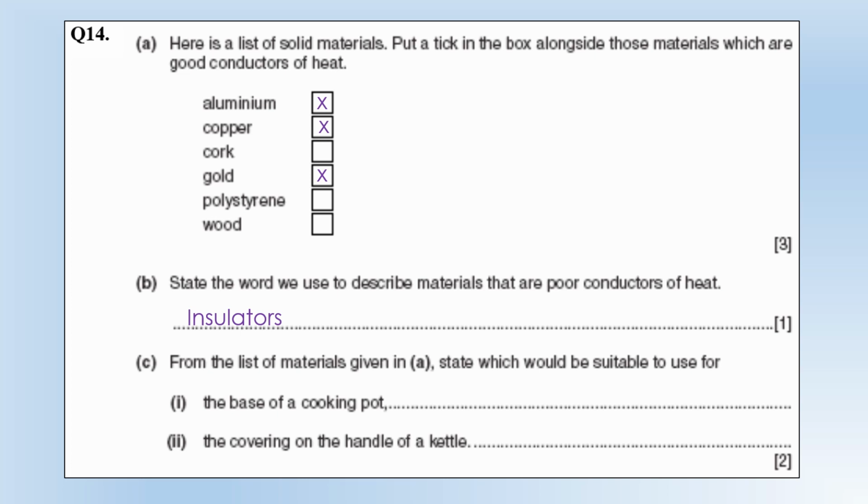From the list of materials, state which would be suitable for use as the base of a cooking pot. Well, we need a cooking pot to transfer thermal energy from whatever the heat source is to the food as quickly as possible. So we need a good conductor. Whereas the handle, we want to not get hot because somebody's going to hold it. So we need it to be made out of one of the insulators.